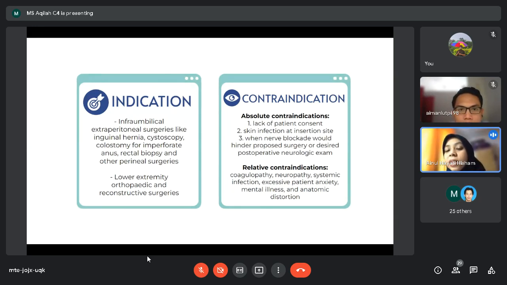For the relative contraindications, these include coagulopathy, neuropathy, systemic infection or sepsis, excessive patient anxiety, mental illness, and anatomic distortion. Okay, next.